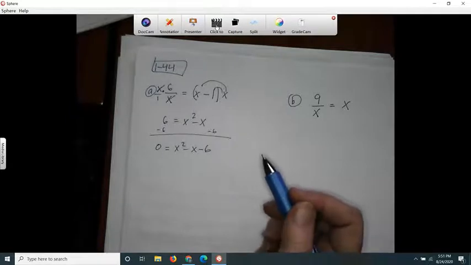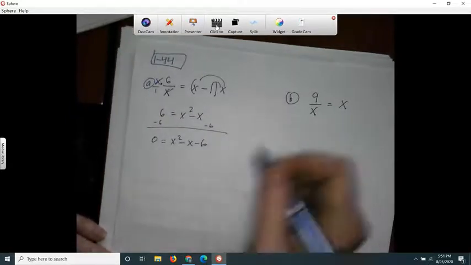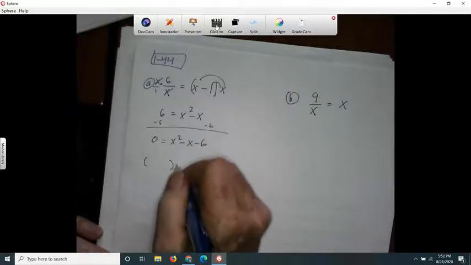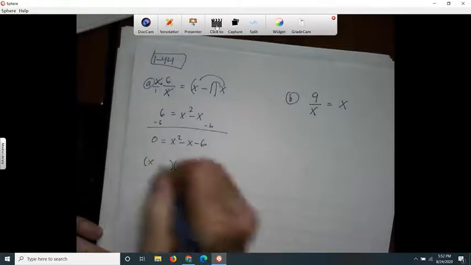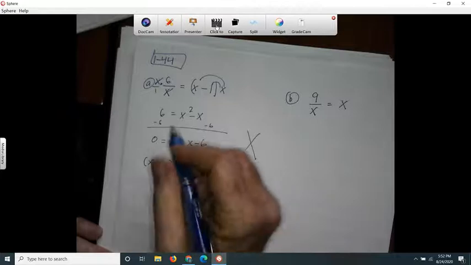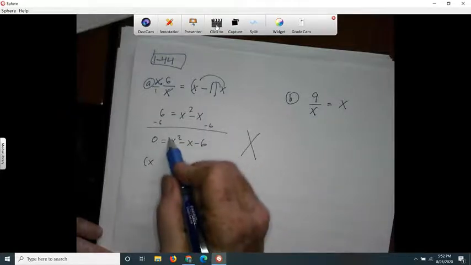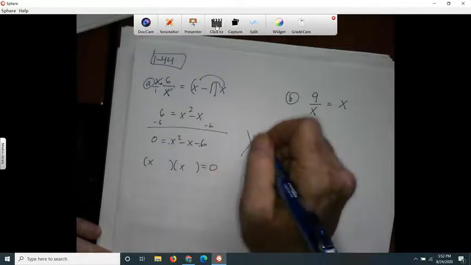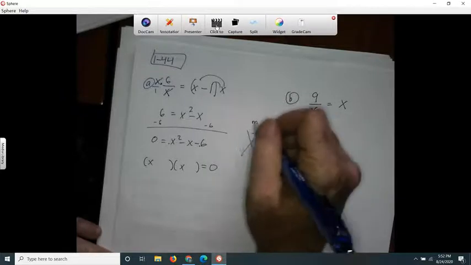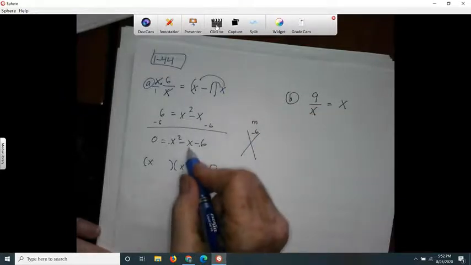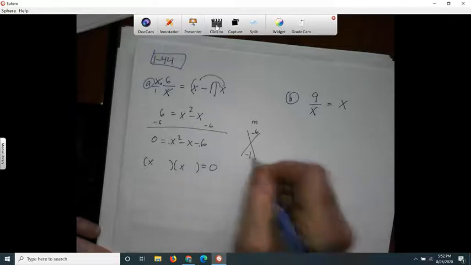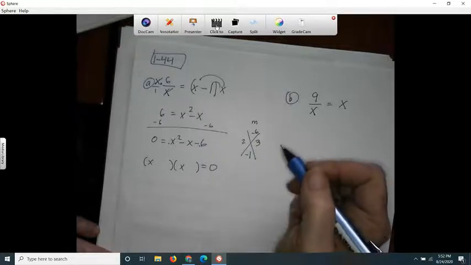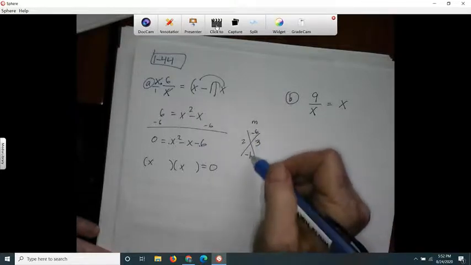So in order to solve that, since I have a 0 here and it's a quadratic, I'm just going to try to factor it. So I take the coefficient of the x squared, which is 1, and I multiply it by the constant. So 1 times negative 6 makes negative 6. That's what I want to multiply to, and I want to add to make the coefficient of x, which is negative 1. So I need two numbers that multiply to make negative 6 and add to make negative 1.